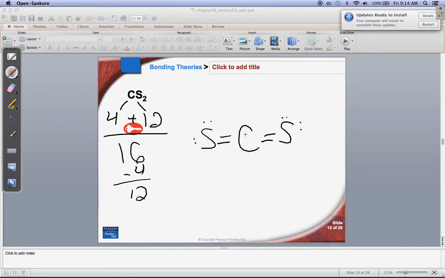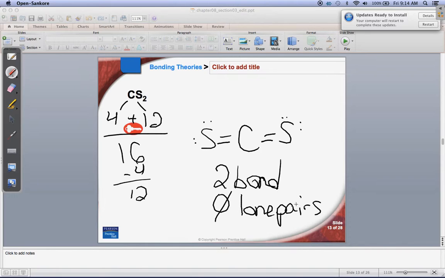Focus on the central atom. How many things is he bonded to? Even though they're double bonds, he's still only bonded to 2 things. How many lone pairs does the carbon have? 0 lone pairs. So if you look at your green sheet, 2 bonding, no lone pairs would be linear. Okay, so it's just that simple.